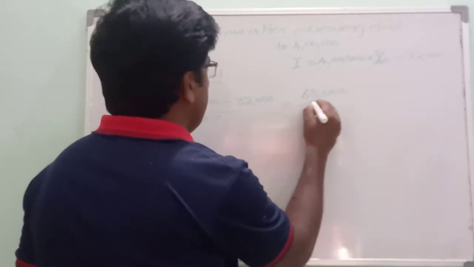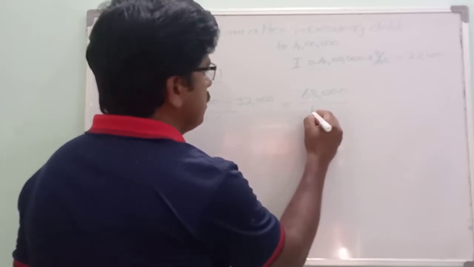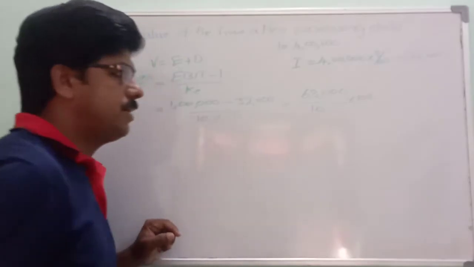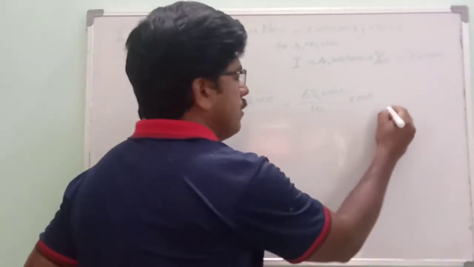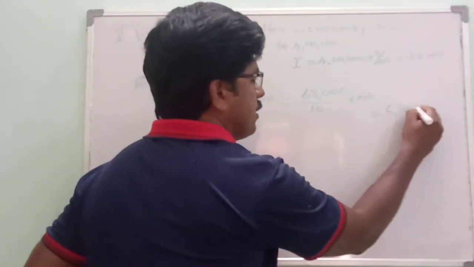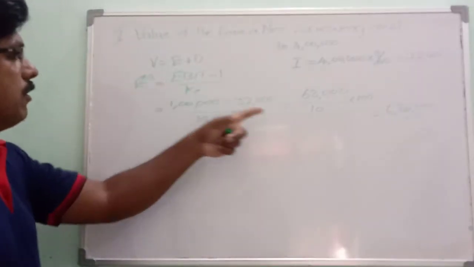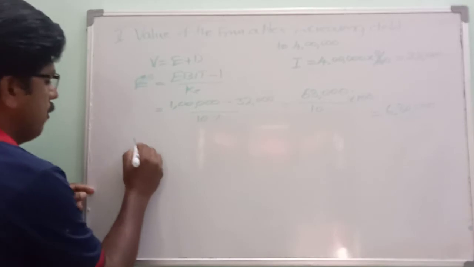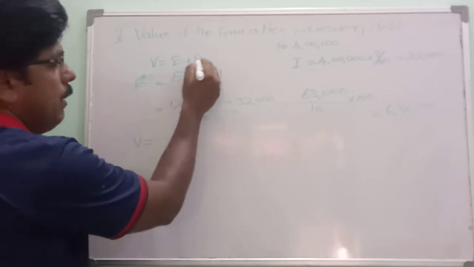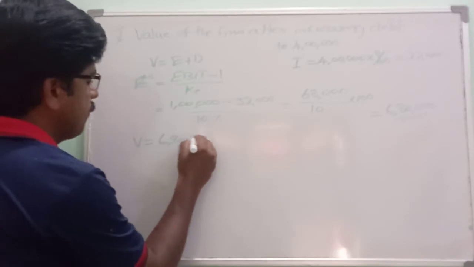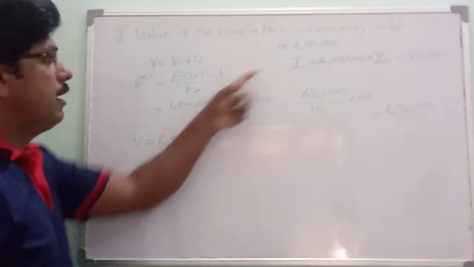68,000 divided by 10%. 10% എങ്ങനെയാണ് നമ്മൾ ചെയ്യുക? 100 by 10. That is equal to 6,80,000. E is equal to 6,80,000. Then V, the value of the firm, is equal to E plus D. E is equal to 6,80,000. Then D is equal to 4 lakh.